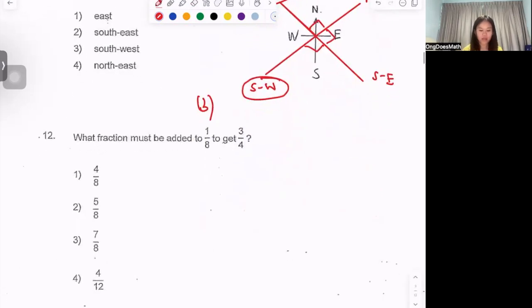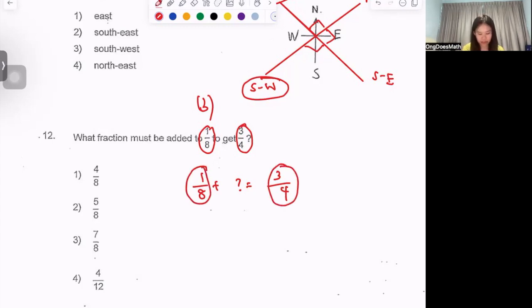Next. What fraction must be added to 1/8 to get 3/4? So your answer is 3/4, and your starting point is 1/8. So 1/8 plus question mark gives you 3/4. To find the question mark, we have to understand what the reverse sign of plus is. The reverse sign of plus is minus. So we take the bigger number minus the smaller number, and then we can find our question mark. So it will simply be 3/4 minus 1/8.